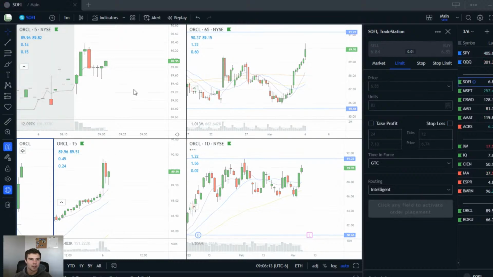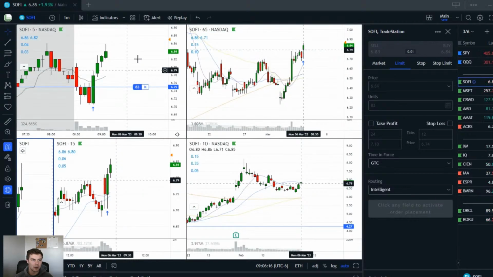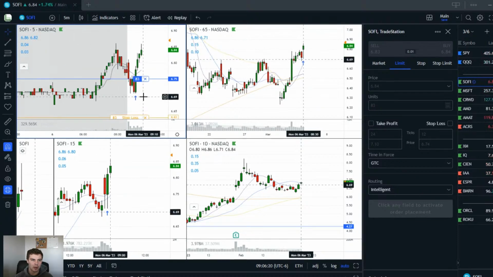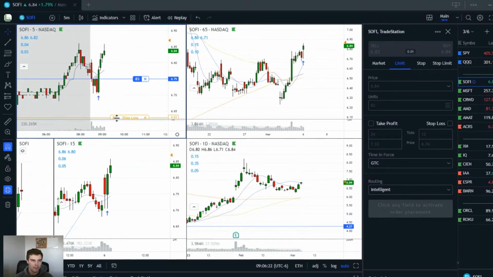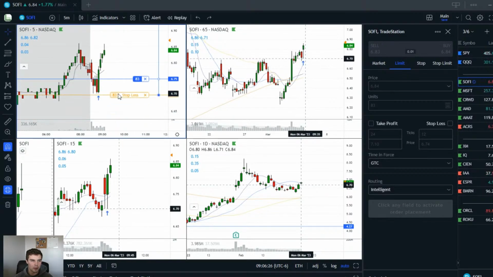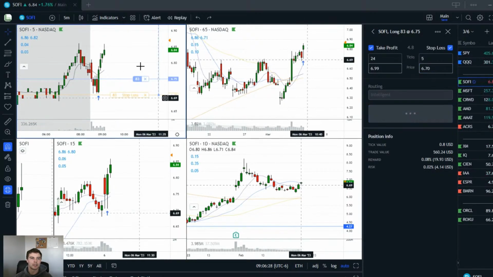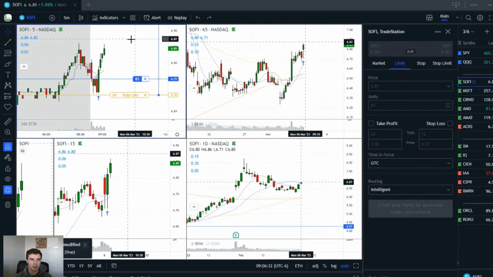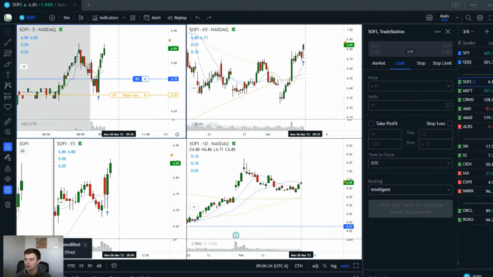Guys, look at SoFi. SoFi's doing the deed. Oh yeah, we are 1 penny away from break even on SoFi. So I am going to raise this stop up a little bit. 6.70. I'll move it to break even once we tap the break even.